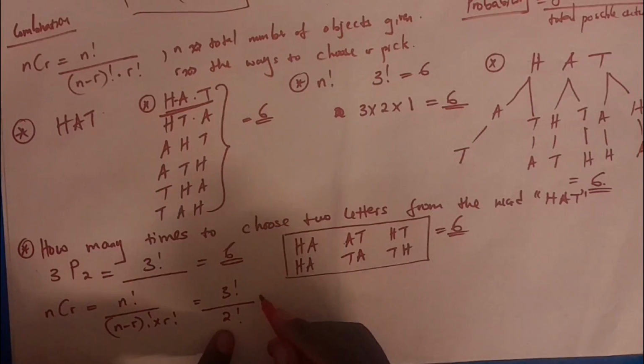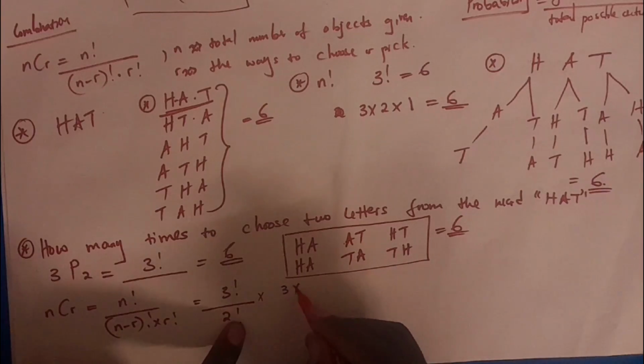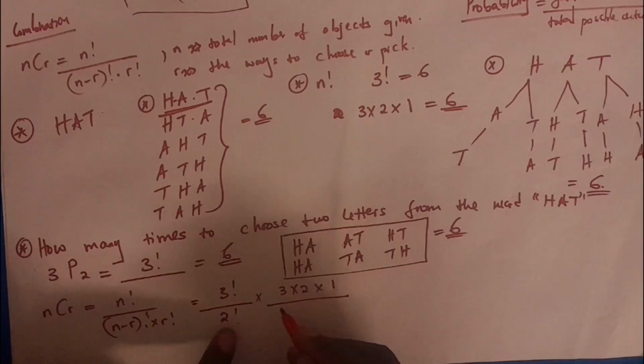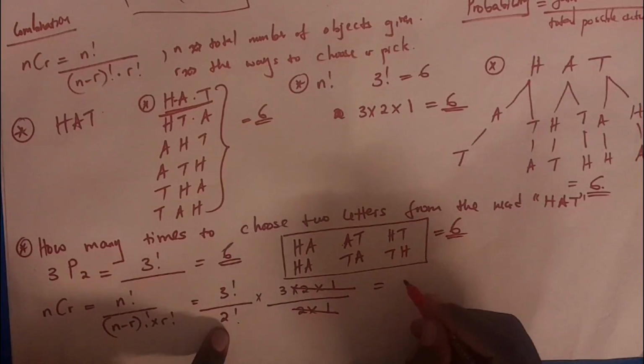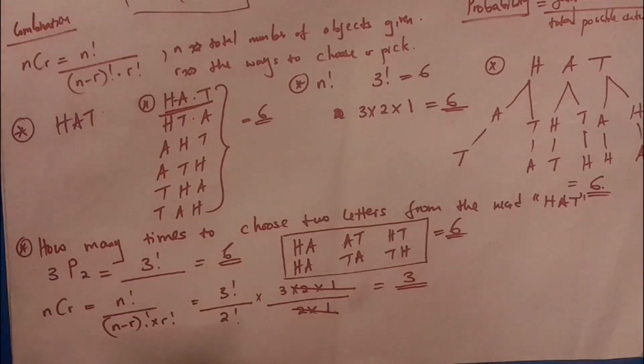Because we have agreed that 3 factorial is 3 times 2 times 1 over 2 factorial, which is 2 times 1. So these are going to cancel. We are going to be left with our answer, which is 3. So we find that on a combination, our answer is 3 for this question of how many ways to choose 2 letters from the word yet. So what it means is this.